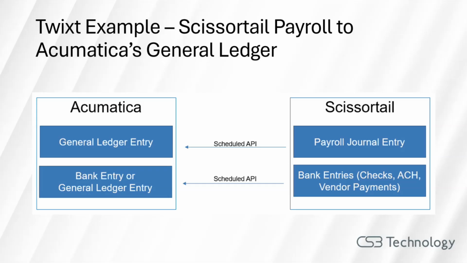So here we have an example of an API integration called Twix that we've written between Scissortail's Payroll and Acumatica's General Ledger. Here there's a scheduled API that will run and allow the data to flow seamlessly between the two systems. That ensures your payroll information is accurately reflected in the general ledger in a timely manner. This integration reduces your manual data entry, minimizes errors, and improves your financial reporting efficiency.